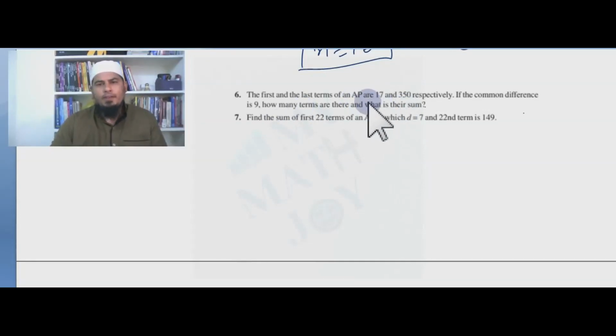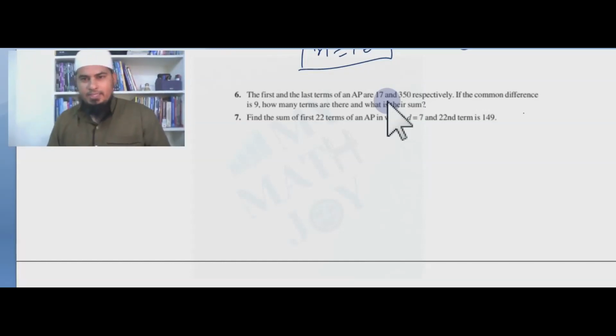So when we write given A is 17 and AN is 350, AN in expanded form is A plus N minus 1 D, and when we substitute A and the common difference D value, only N will be unknown. So we can find the N value from the AN formula, then we can find SN. So that is the question, you can proceed with that.